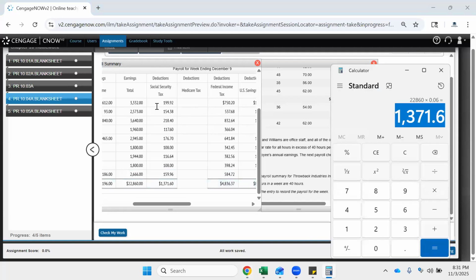So for Social Security tax, that's all of our amounts. Now for Medicare, we're multiplying each of these by 0.015, which is the 1.5% that's given to us. And see, this is going to be 3860.